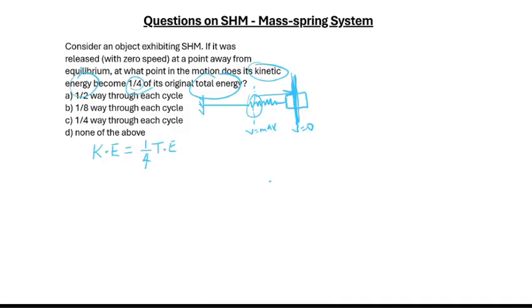And don't forget, your kinetic energy formula is half mv squared, and your total energy formula is half ka squared. Now this one we can change it. Remember, your velocity is equal to omega square root of a squared minus x squared.